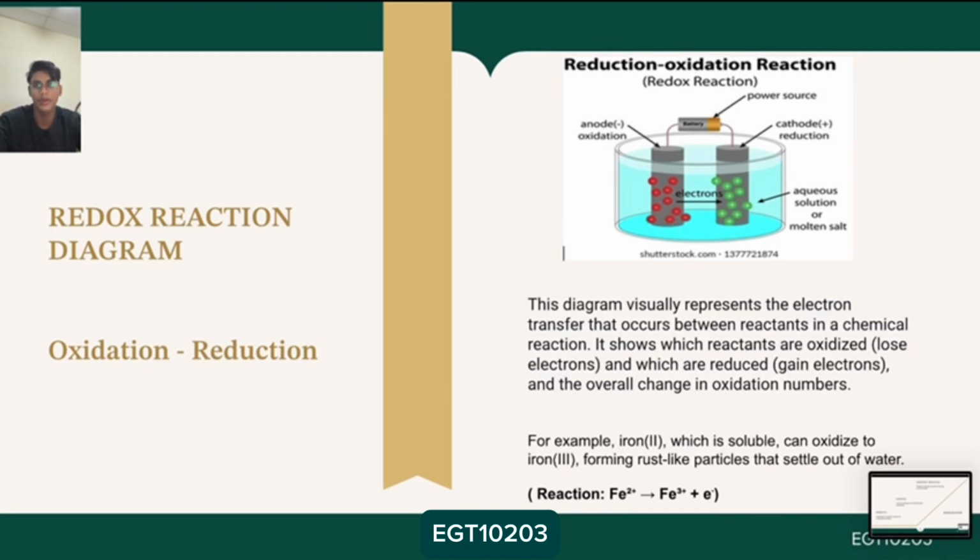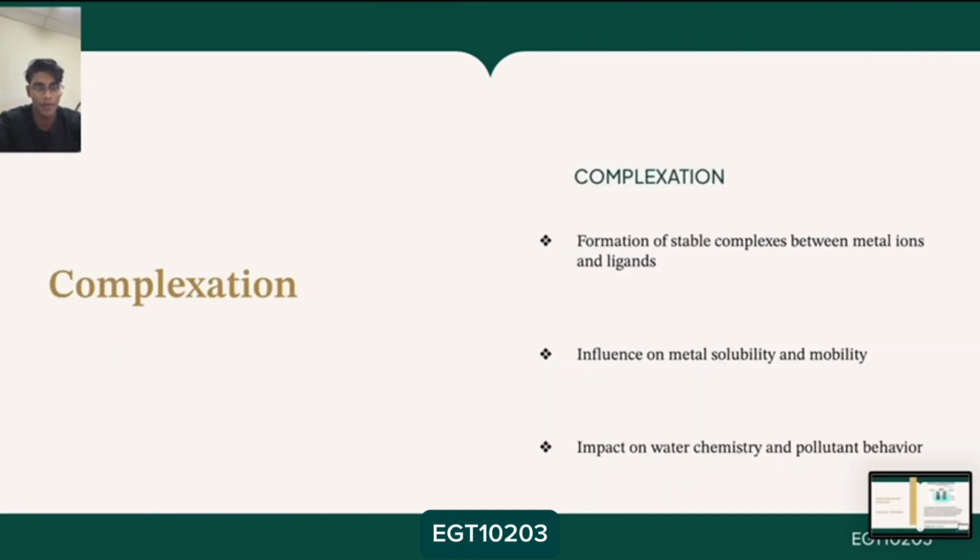For example, as I said previously, iron 2, which is soluble, undergoes oxidation, forming rust-like particles that settle out of water. So ferrum 2+ is oxidized into ferrum 3+.